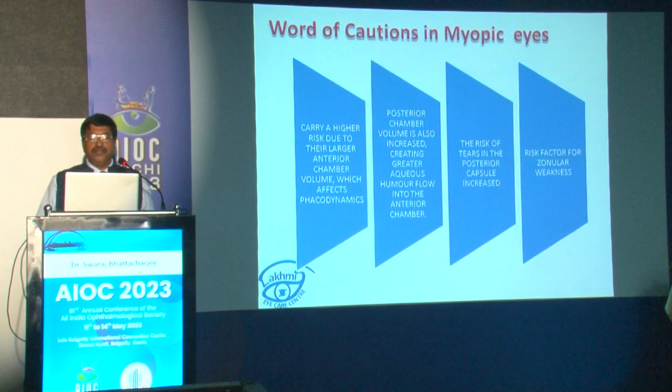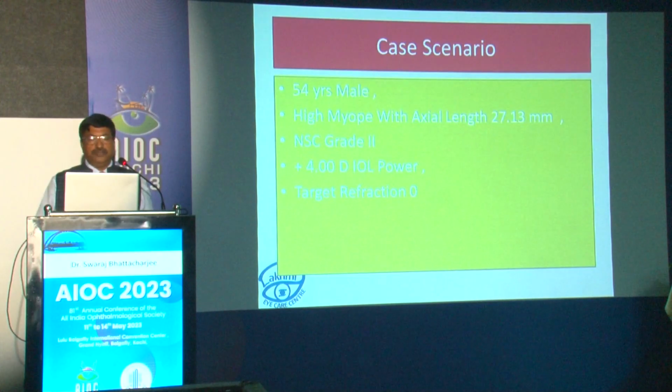A word of caution: myopic eyes carry a higher risk due to the larger anterior chamber volume, which affects the phacodynamics. Posterior chamber volume is also increased, creating greater aqueous humor flow into the anterior chamber. The risk of a tear in the posterior capsule is increased, and there is more risk of zonular weakness. Ultimately, all these situations lead to more and more reverse pupillary block.